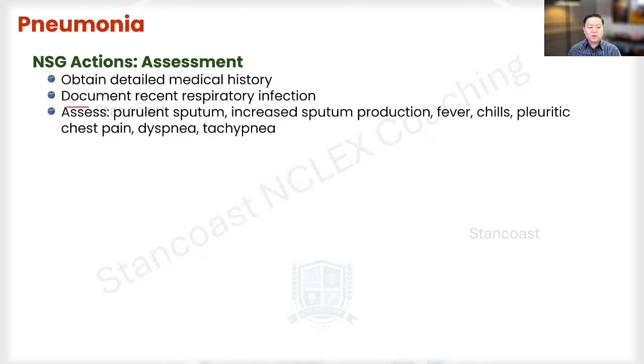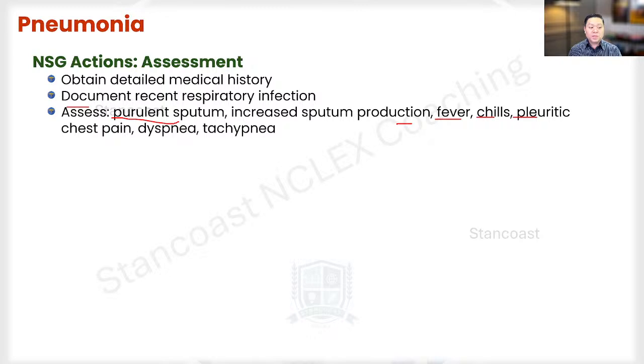Now, guys, we are going to note here the purulent sputum, or an increase in the amount of sputum that they're expectorating, and also the fever, the chills, the pleuritic chest pain, and the dyspnea and tachypnea. These are important manifestations that we need to pay close attention to, because pneumonia can really present in so many ways in order for us to document.